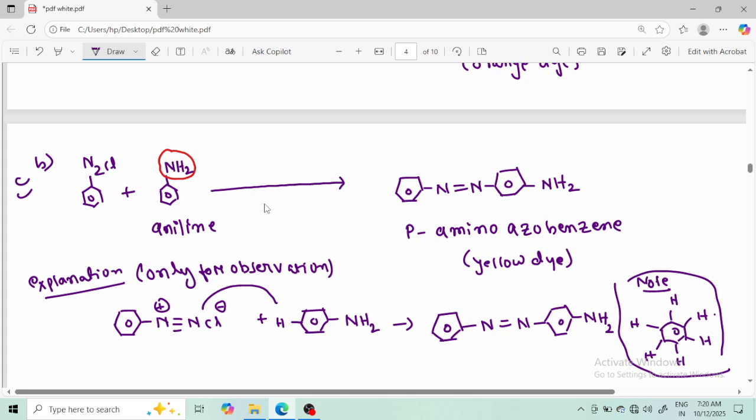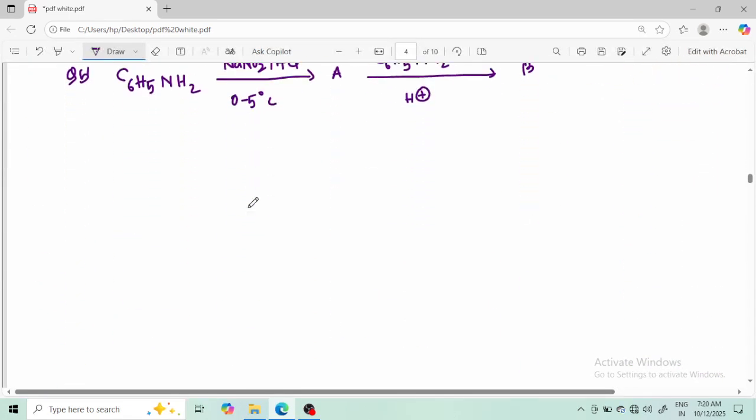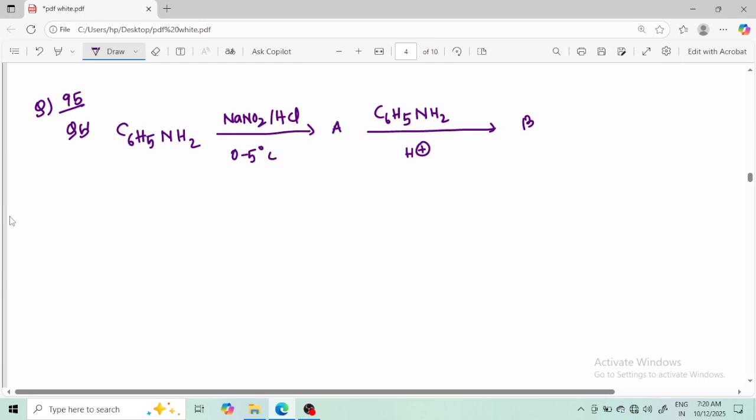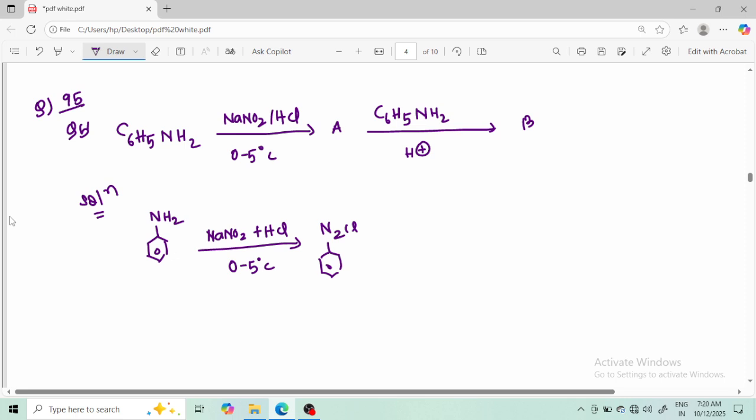Okay, now let's move on to this question. If you draw this structure, NH2 will be there and C6H5 is the benzene ring, right? And then when it reacts with NaNO2 and HCl at 0 to 5 degrees centigrade, just now we did this one, it will be N2Cl, the benzene diazonium salt. Now what is the meaning of this one? Can I just write this one as NH2 benzene ring? That means aniline, right? And then H plus.